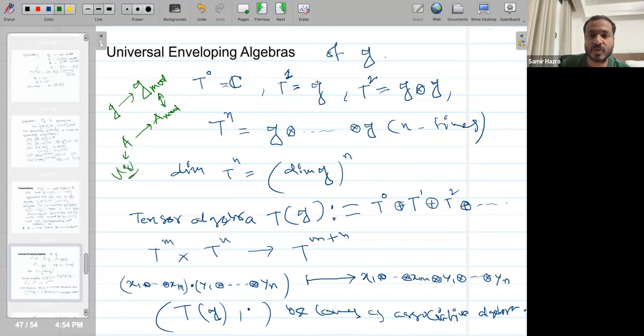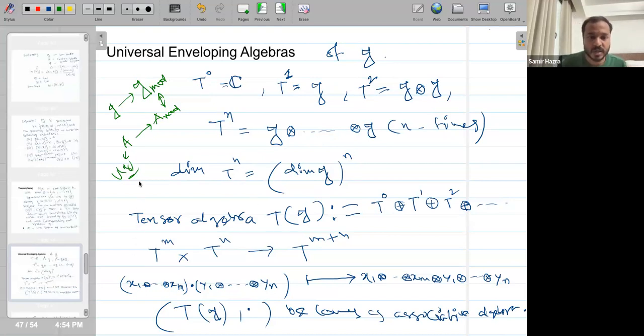We'll see here. So the universal enveloping algebra of G, which means what? This is one associative algebra whose representation theory is the same as the representation theory of the original Lie algebra. Okay, how to construct it? We call T0 the field, we can just call it C, or any algebraically closed field. We call T1 just G and T2 G tensor G as vector spaces, and then Tn is G tensor G, n times. So Tn is a vector space, and the dimension of Tn clearly is the dimension of G to the power n.